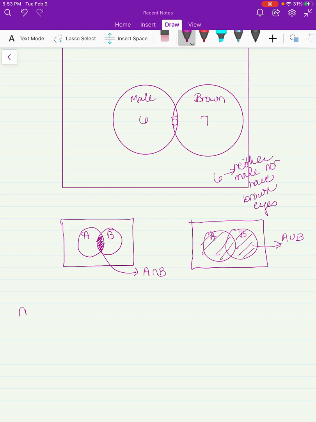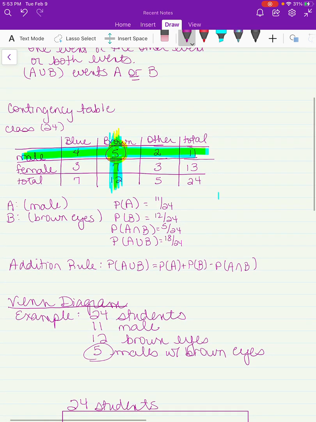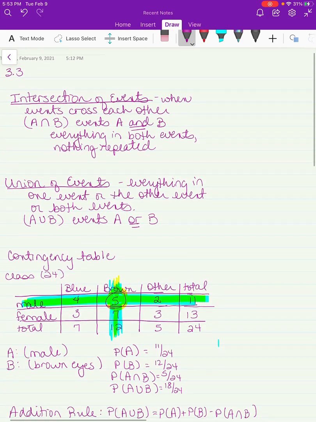Now, there's something that is also called mutually exclusive events. And they are events that do not intersect. So if there is an intersection, then they are not mutually exclusive. If there is not an intersection, then they are mutually exclusive. So that kind of takes you through section 3.3, given those new definitions.